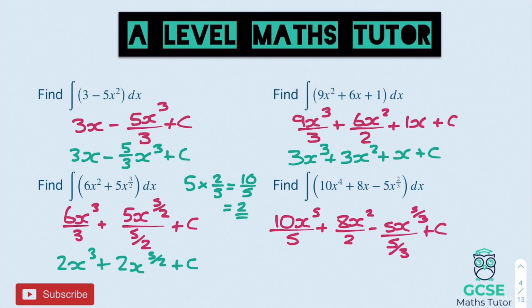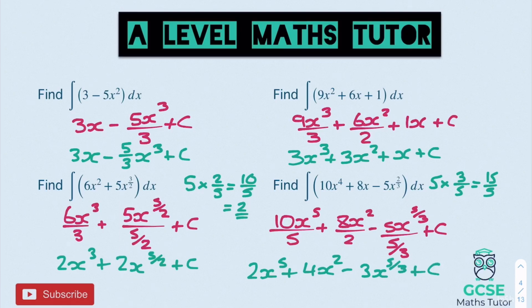10 divided by 5 is 2, so we have 2x to the power of 5, 8 divided by 2 is 4, so 4x squared, and then we have 5 divided by 5/3, and 5 divided by 5/3, let's have a look, that's 5 times 3/5, which equals 15 over 5, which equals 3. So minus 3x to the power of 5/3. There we go, plus c at the end. There we go, and that's all of those integrated.